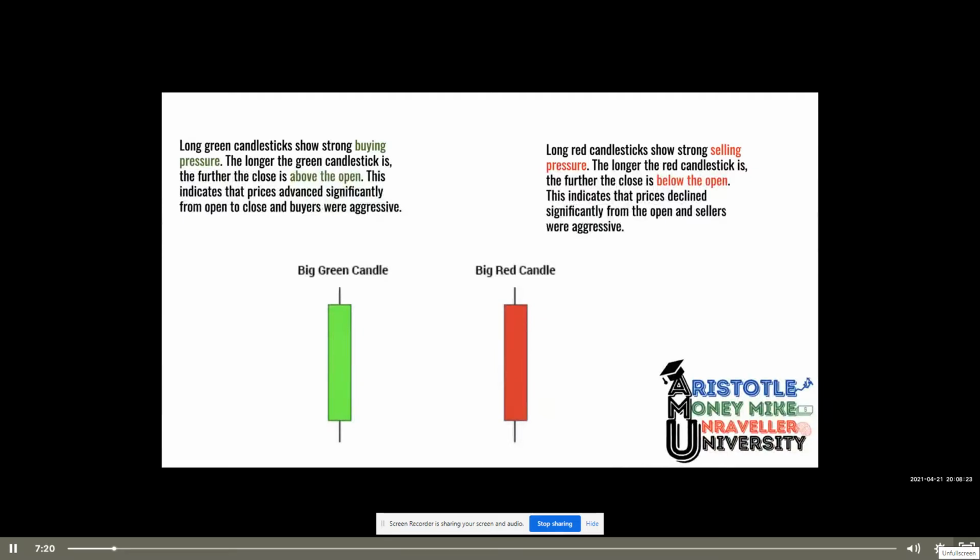So, long green candlesticks show strong buying pressure. The longer the green candlestick is, the further the close is above the open. So basically, big candlesticks represent big buying pressure, right? So if we're looking at this candlestick, I don't even have to see where it opened or closed because I understand the relationship, right? If it's a green candlestick, that means the close is higher than the opening price. So this would be the close.